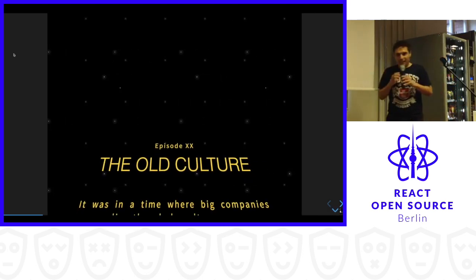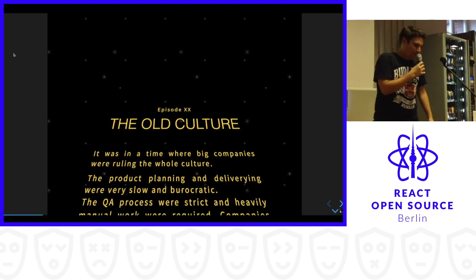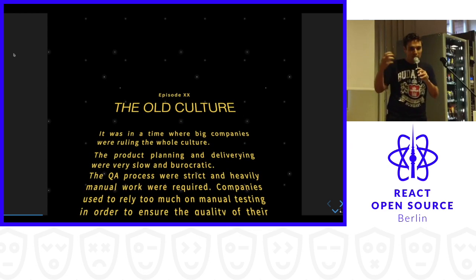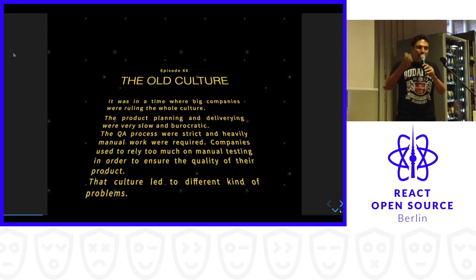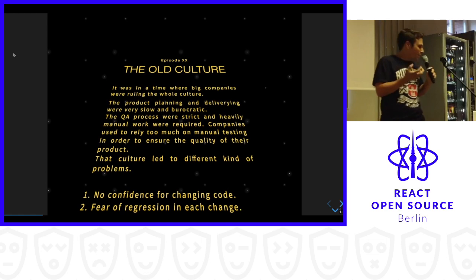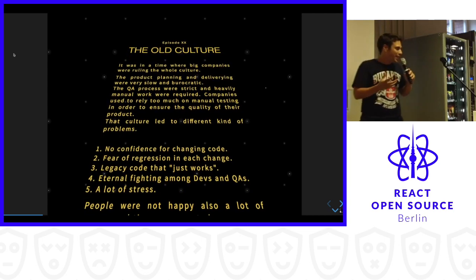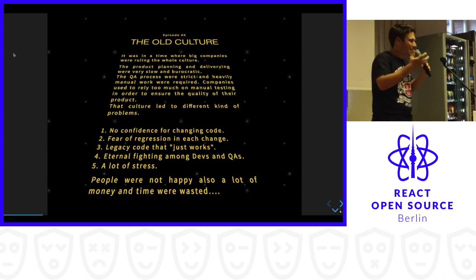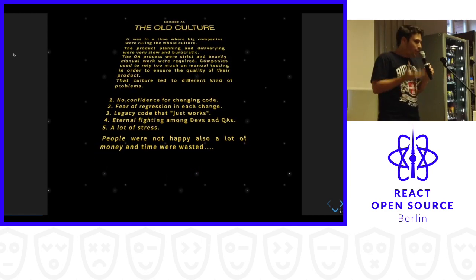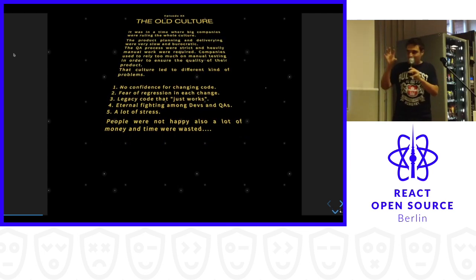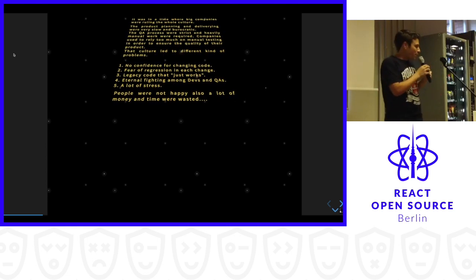So here you go. The old culture where the big companies, basically the whole industry, the whole process of delivery was really slow and really bureaucratic. The QA was really bureaucratic, really manual, and this culture led to a lot of problems. For example, no confidence for changing code, fear of regression for each change, for each release, legacy code that just works. Everyone has already seen those codes that you're supposed to not touch. Eternal fight among developers and QAs because developers want to refactor the code and make it better, and the QAs just want to not touch the code, to not introduce bugs. A lot of stress, and people basically were not happy, and a lot of time and money was wasted.